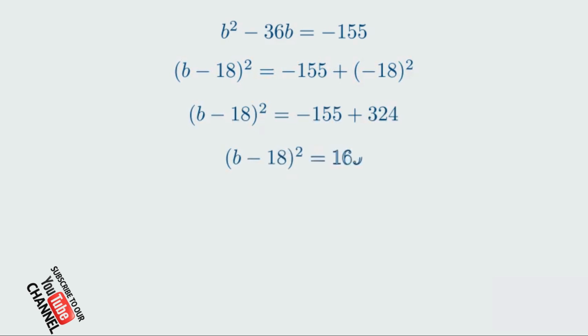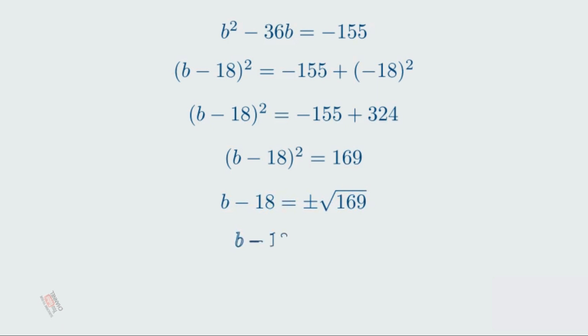This gives us the perfect square, b minus 18, squared on the left, and 169 on the right. Now, we take the square root of both sides. The square root of b minus 18 squared is b minus 18, and the square root of 169 is plus or minus 13. Remember to consider both positive and negative roots. This gives us two possible values for b.